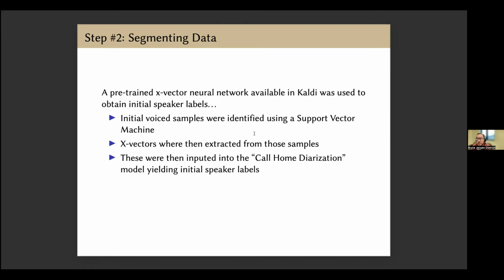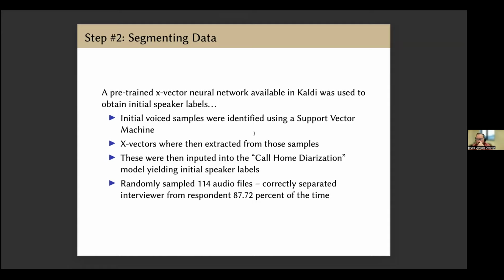This model was trained on individuals calling home. So it's two speakers on a telephone having a conversation, which is very similar to the type of data that we were using in this study, where you have an interviewer and interviewee engaging in a conversation, if you will, over a question about a given presidential candidate. So in order to assess the effectiveness of this, we randomly sampled 114 audio files and correctly separated the interviewer from respondent 87% of the time.